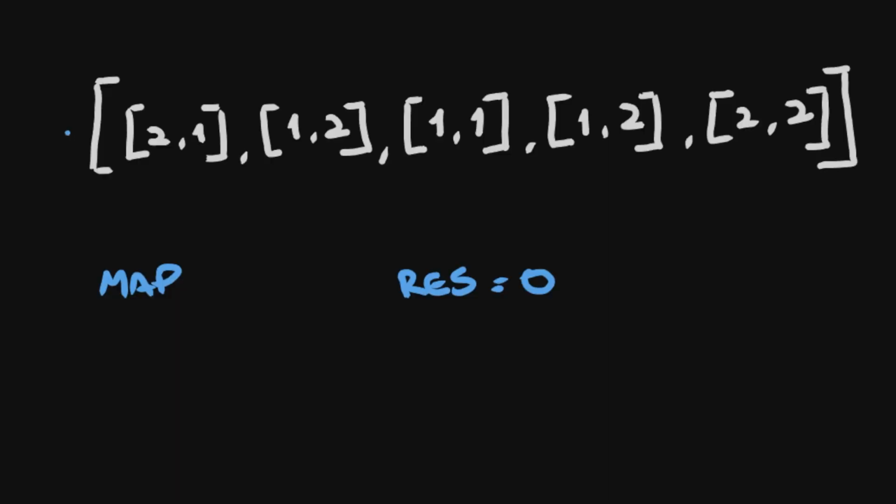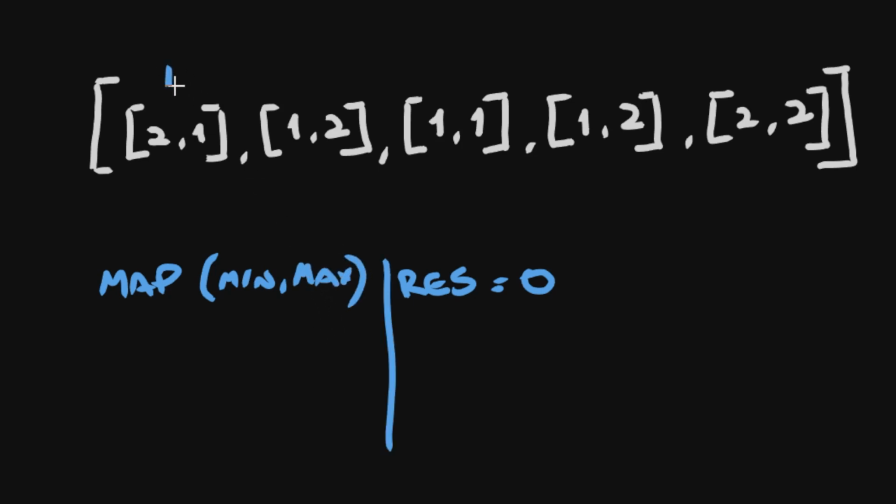Let's say we have a list of dominoes, a map, and the result is initially 0. Here in the map we will store the frequency of each domino in the form of the minimum value first and the maximum value second. Now let's see how this works.